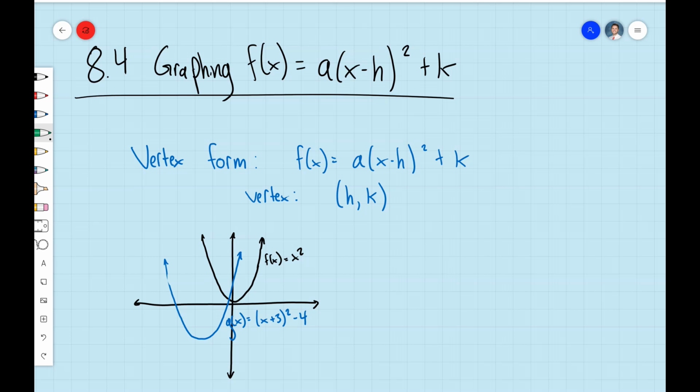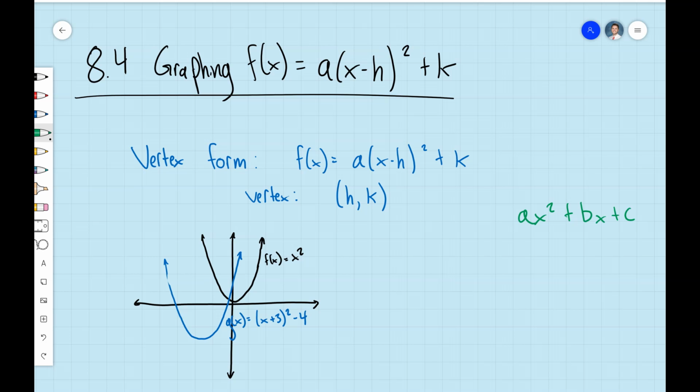All right, let's look at graphing in vertex form. So that's the form f of x equals a times x minus h squared plus k. There are multiple forms that we can write a quadratic in, right? We've seen ax squared plus bx plus c. That's what we call standard form.